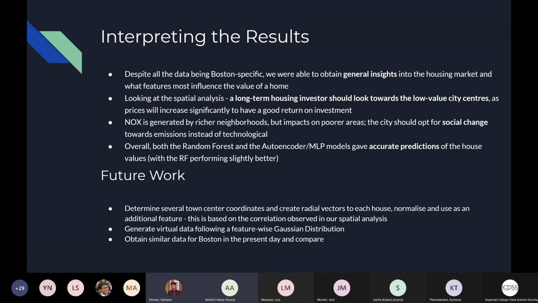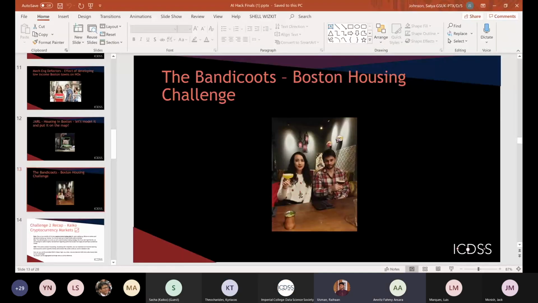And for future work, something we thought we would try was to determine several town center coordinates around Boston, so different town centers, and to create radial vectors to each house.